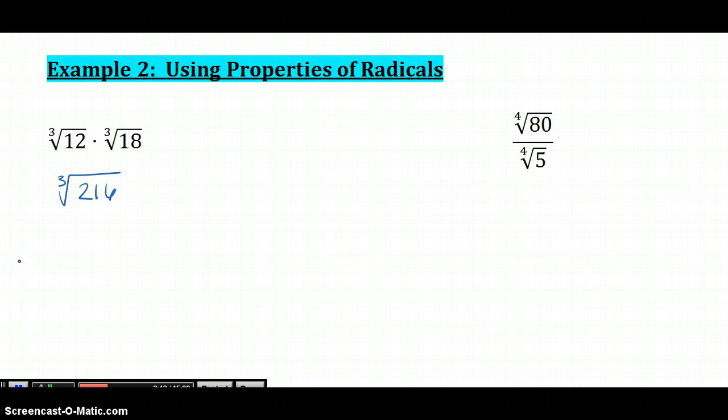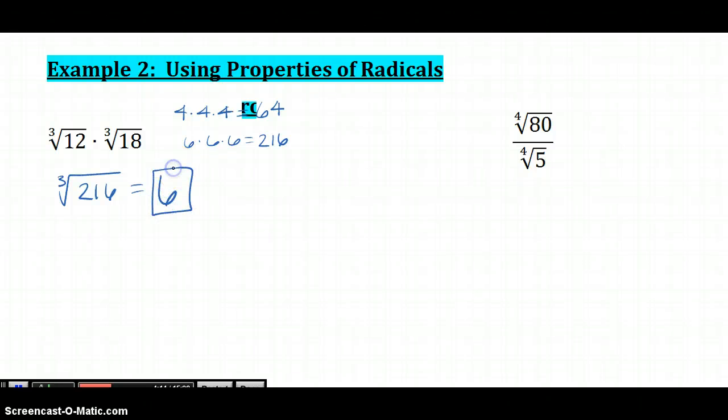But now you need to simplify, so you need to find out what perfect cubes go into 216. By that I mean what times itself 3 times is going to give you something that goes into 216. So if you try 4, 4 times 4 times 4 gives us 64. So you could try and see if that goes into 216. But you're going to find that 6 times 6 times 6 gives us 216. So the cube root of 216 is 6. And that's your answer.